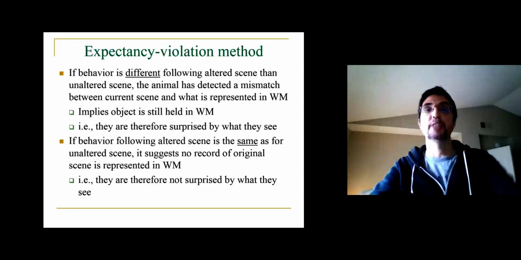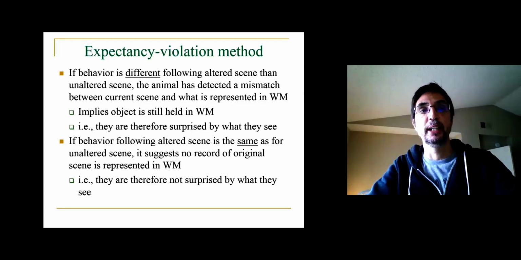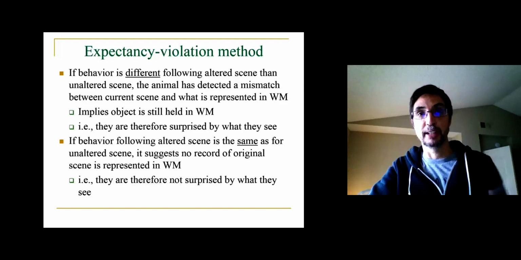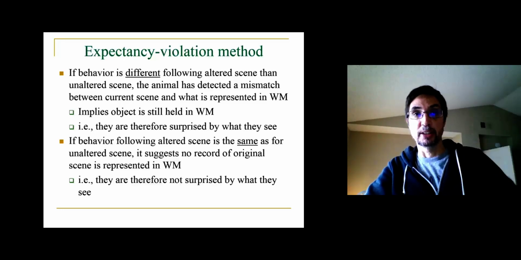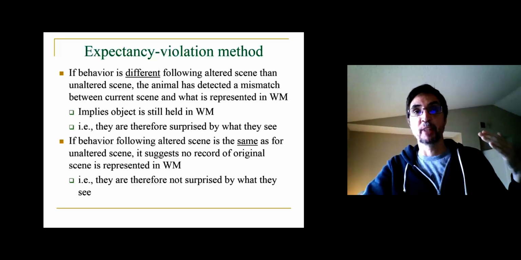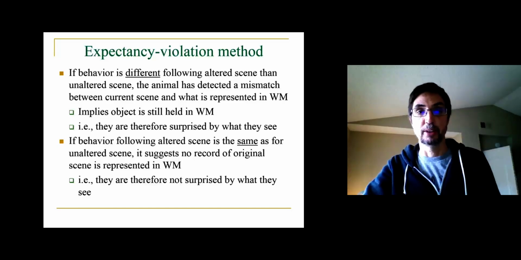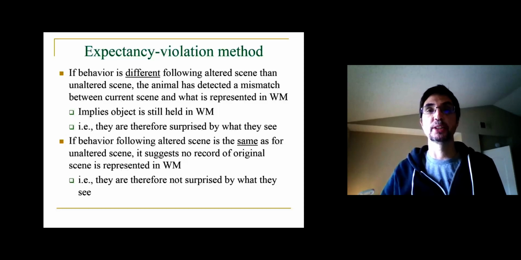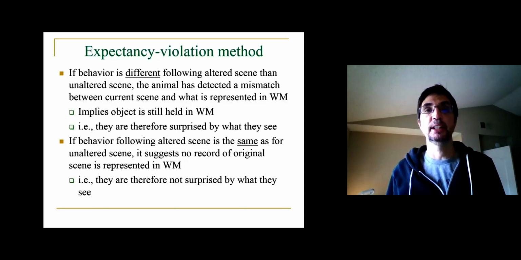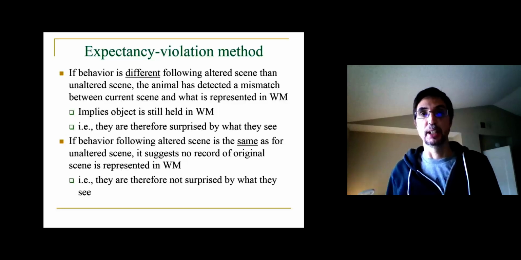Okay, so if the behavior is different following an altered scene than an unaltered scene, the animal has detected a mismatch between the two scenes. Right, there's a mismatch between the current scene and what's represented in working memory. And this is violating an expectation, right? So it implies that an object was stored, or a scene was stored in working memory, and the animal is being surprised by what he is currently seeing. But if the behavior following the altered scene is the same as the unaltered scene, it suggests that there is no original scene being stored in working memory.